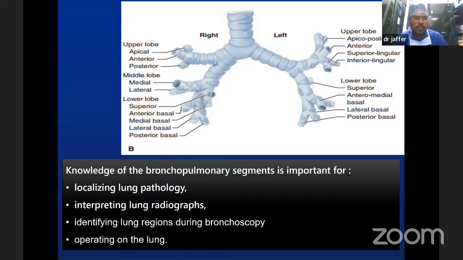So coming to the basic tracheobronchial anatomy, the trachea divides into right and left main stem bronchi. This main stem bronchi gives rise to the segmental bronchus. Right side, there are three segmental bronchus: right upper, right middle, and right lower. Left side, there is left upper and left lower. The left upper main segmental bronchi has got upper division and the lower division. Upper division gives rise to the upper lobe, lower division gives rise to the lingular lobe.